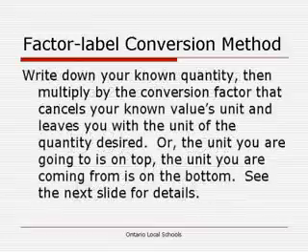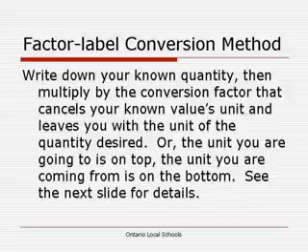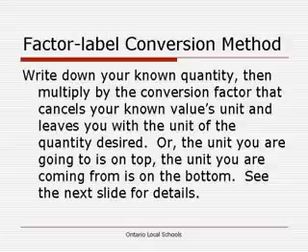As before, when we do the factor label conversion method, we write down the known quantity first, then we multiply by the conversion factor that will cancel the known value's unit and leave us with the unit of the quantity that we desire. So the unit we're going to is always on top in the conversion factor. The unit we're coming from is on the bottom. And the next slide will show that.